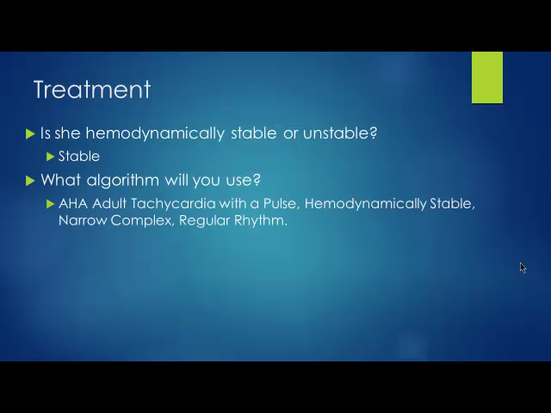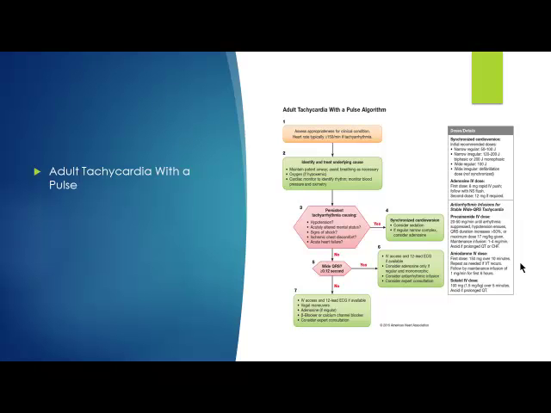All right. Adult, tachy with a pulse, hemodynamically stable, narrow complex, regular rhythm. So what's your treatment? Alright, so we're going to try to get her to vagal. Vagal doesn't work. She's still stable. Adenosine, 6 milligrams. If that doesn't work, 12 milligrams.